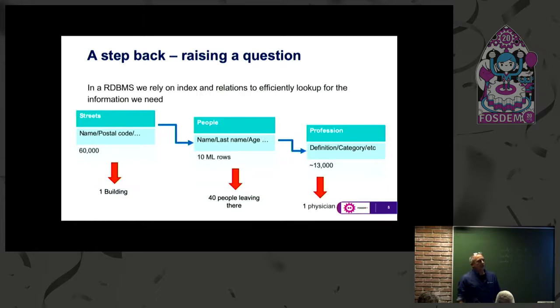Now, how a relational database works is totally different, right? It tries to optimize what it is looking for based on the information it has about each table and the number of rows. For instance, we can have a plan saying, let's start with the streets. So we have one street, one address at the end, and then identify all the people living there. Let's say 40 people living in that specific building, and at the end, how many physicians will we have? Just one. And this is a possible plan, right?